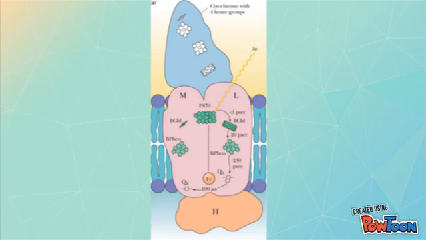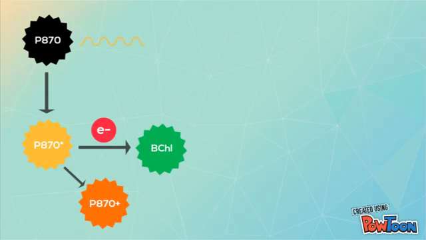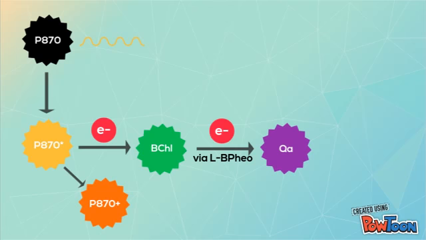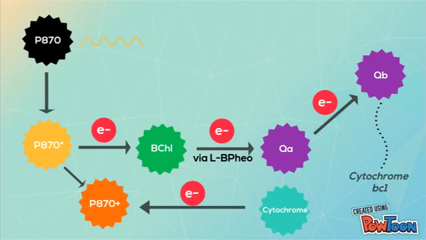One important thing to note is P870, which is made of 1 chlorophyll molecule from the M subunit and the L subunit. It's responsible for absorbing the light. Photoexcitation of P870 leads to an electron being transferred to BChl and the production of P870+. BChl then transfers an electron to QA, which then transfers an electron to QB. QB flows to cytochrome bc1, where it is reduced. Reduction of QB is coupled with the translocation of protons, which helps to establish a proton gradient. Cytochrome then transfers an electron to P870+ to restore it to P870.